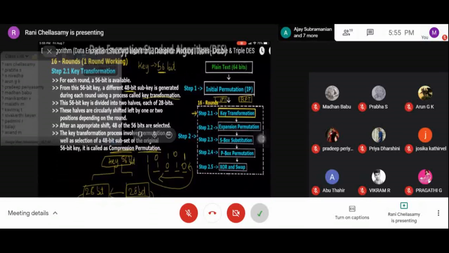Make it clear that the plain text we are taking is 64-bit. At step 2, the key length going to be used is 56, so out of 64 bits we make use of 56 bits of the key. This 56-bit key gets compressed through the compression process and we get 48 bits. We call this the compression permutation process, and this is called key transformation.